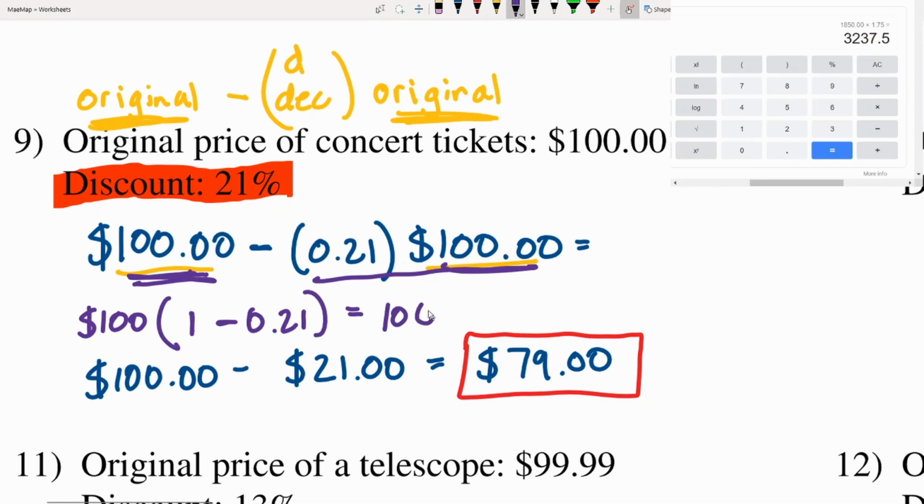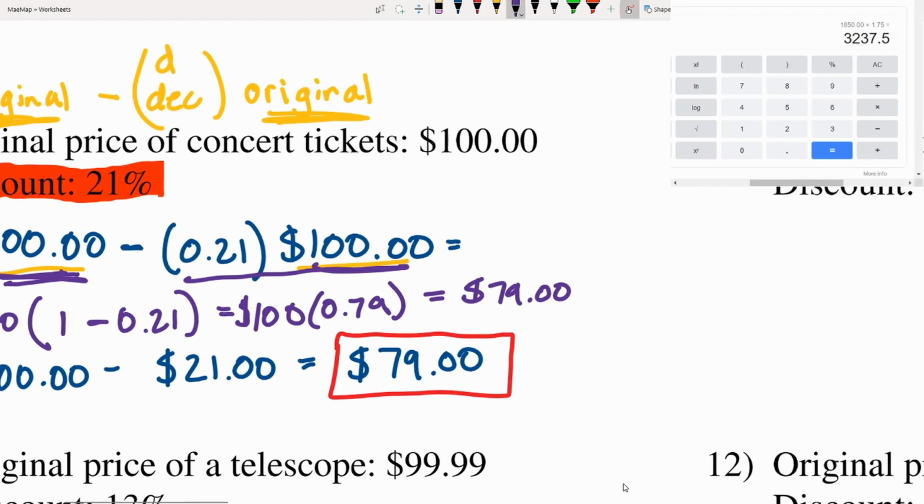So this is going to be $100 times 0.79 because 1 minus 0.21 is 0.79, and that indeed is $79. So let's continue on now that we understand how discounts work.